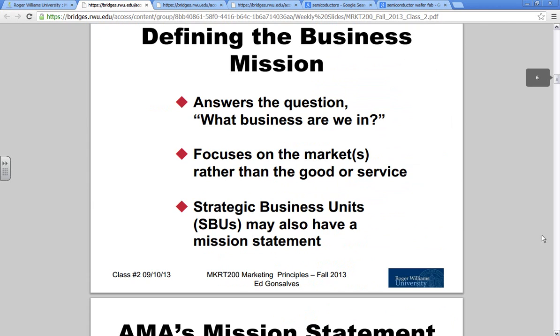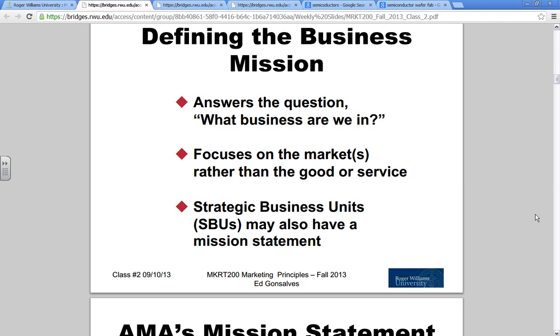So it's really important, if you're looking at getting into a business, to ask: what business are you in? What are you all about? You really should focus on markets rather than goods and services. This is what the market needs. Let's find out what they need, as opposed to saying, I got this thing, and trying to force it into the market.